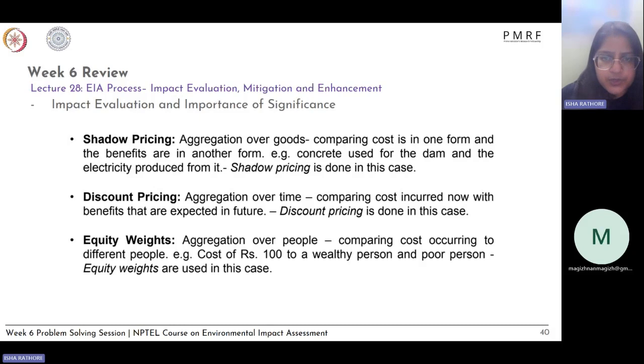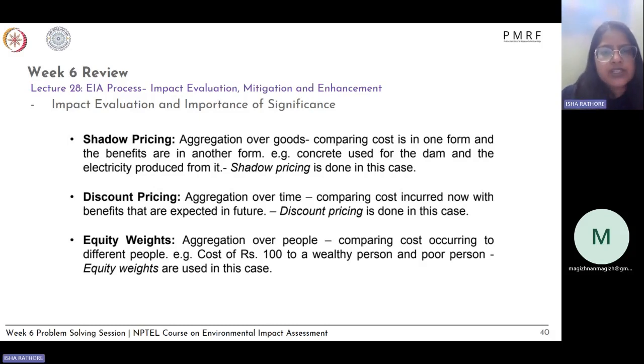So first is the shadow pricing, which is aggregation over goods. That is, you compare the cost in one form and the benefits in other forms. So for example, concrete, which is used in a dam, and electricity, which is produced from it. So your concrete is the cost and your electricity produced is the benefit. So this is shadow pricing. You compare two entities which do not have the same unit, basically. So that is shadow pricing.